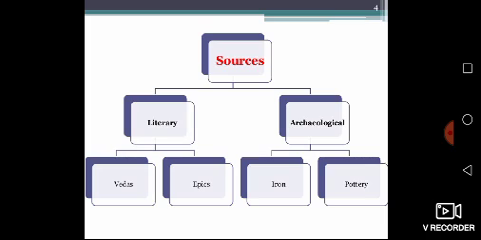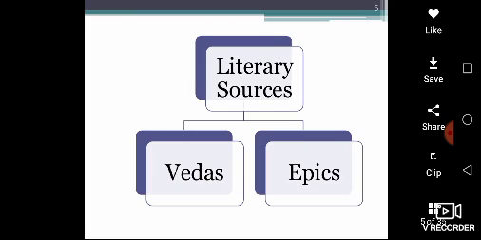So which are the literary sources? The Vedas and the epics. These are the literary sources. Iron and pottery are the archaeological sources. That's about the main sources. Now we will see each of the sources in detail.